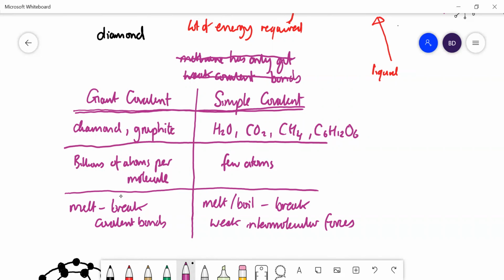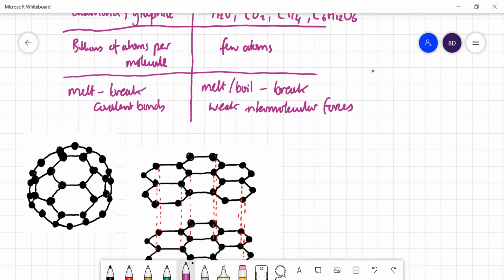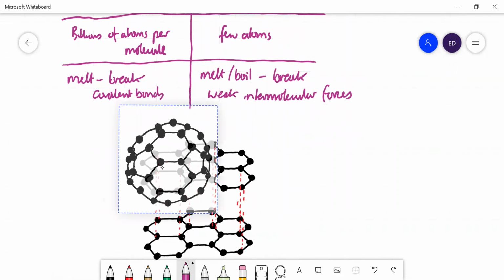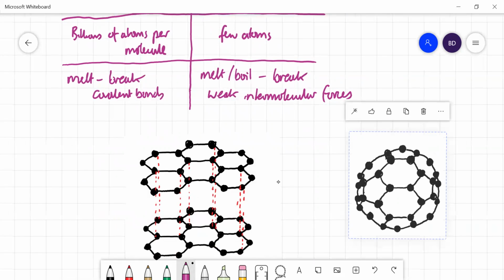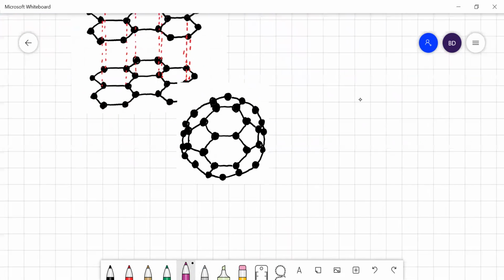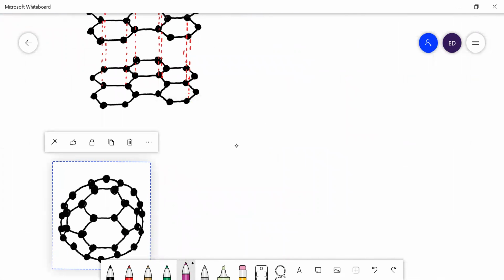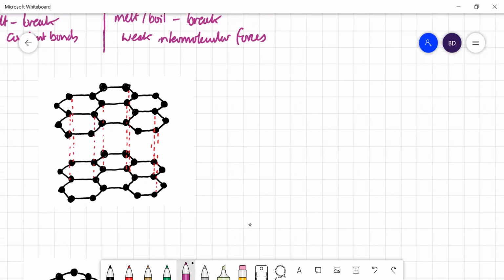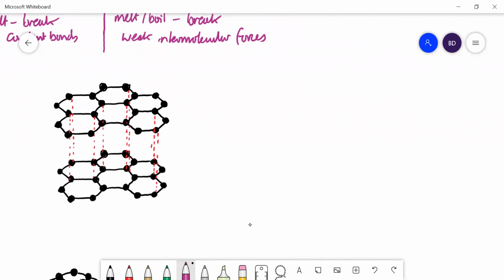Okay, let's talk about the other form of carbon, sorry, the other form besides diamond. So I'm going to move this one out of the way for a minute because we're not going to talk about that just yet. Right, let's look at this. This is graphite. So all of those black atoms, they're all carbon, okay?